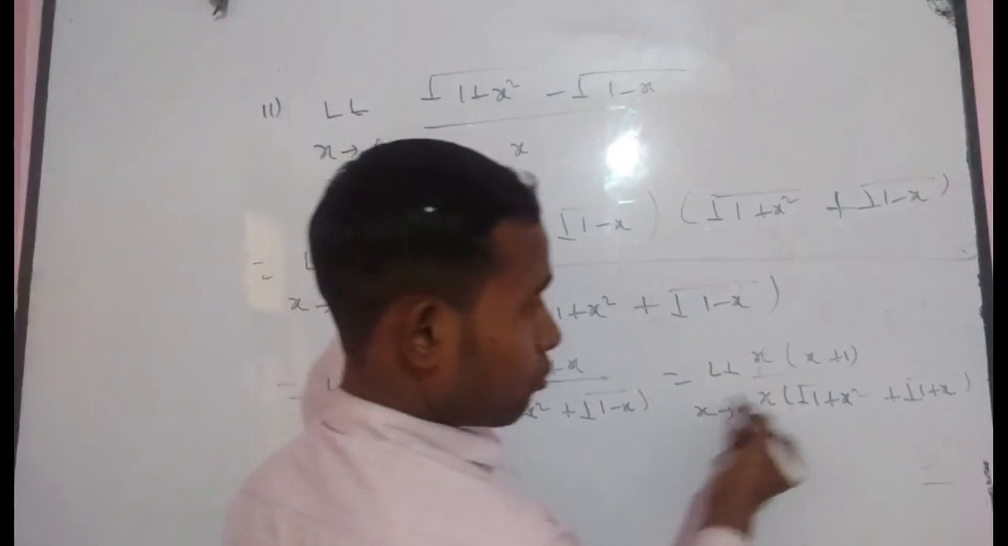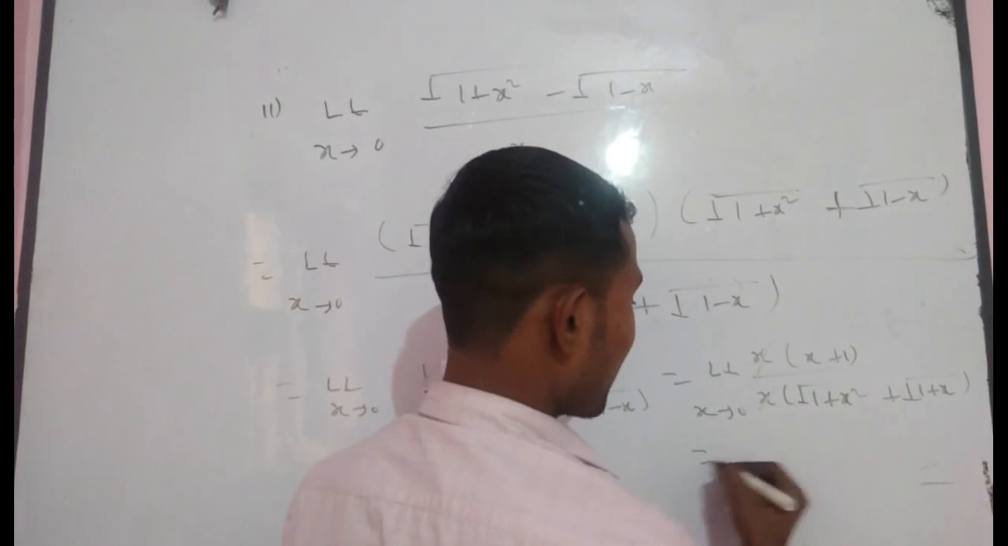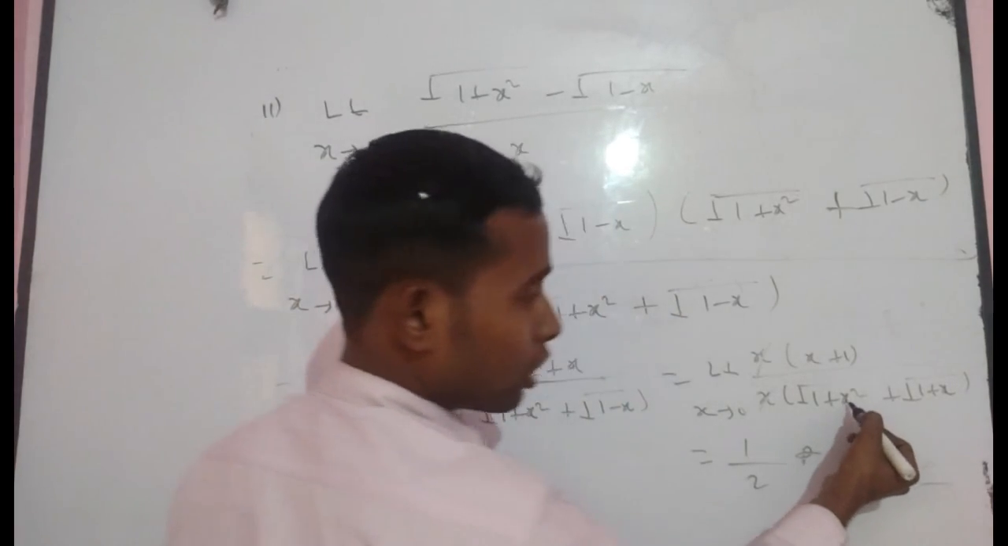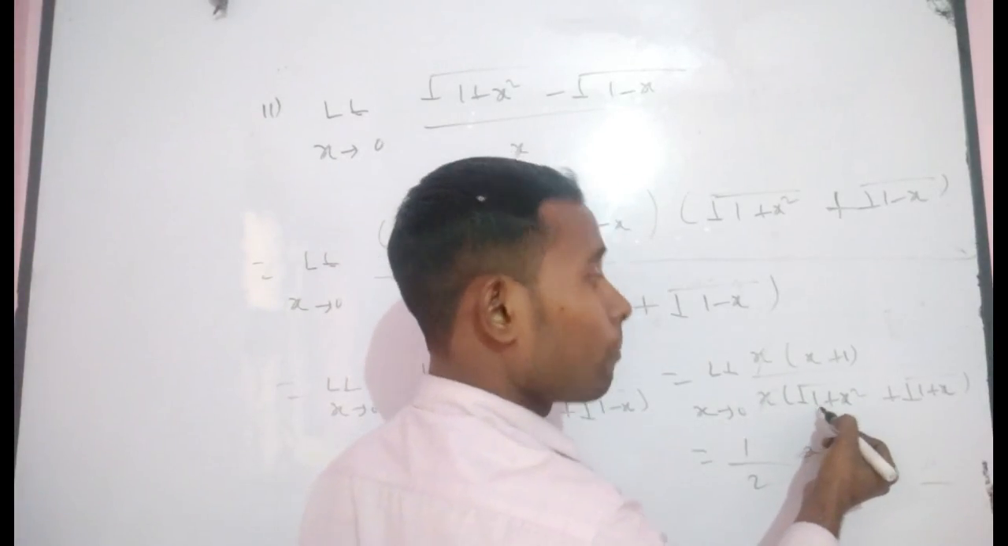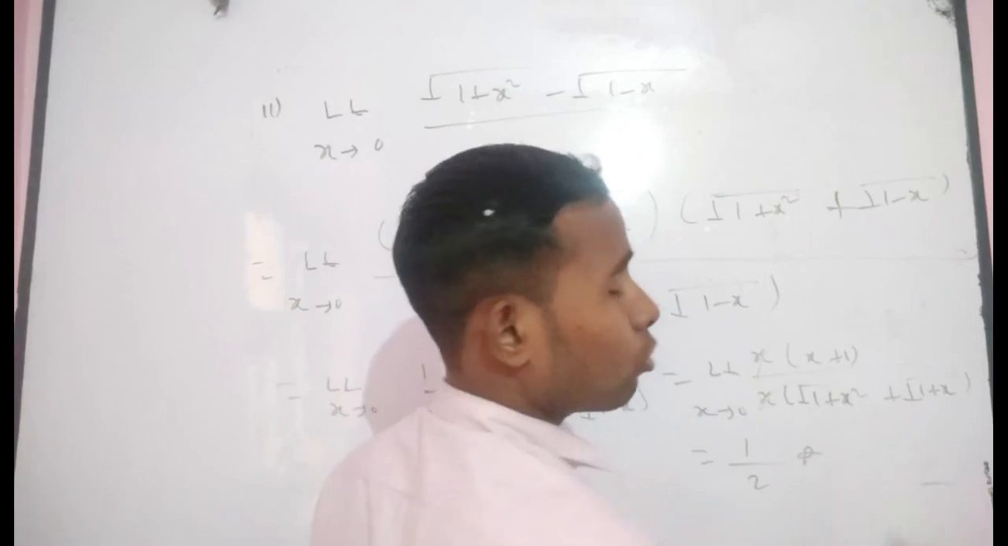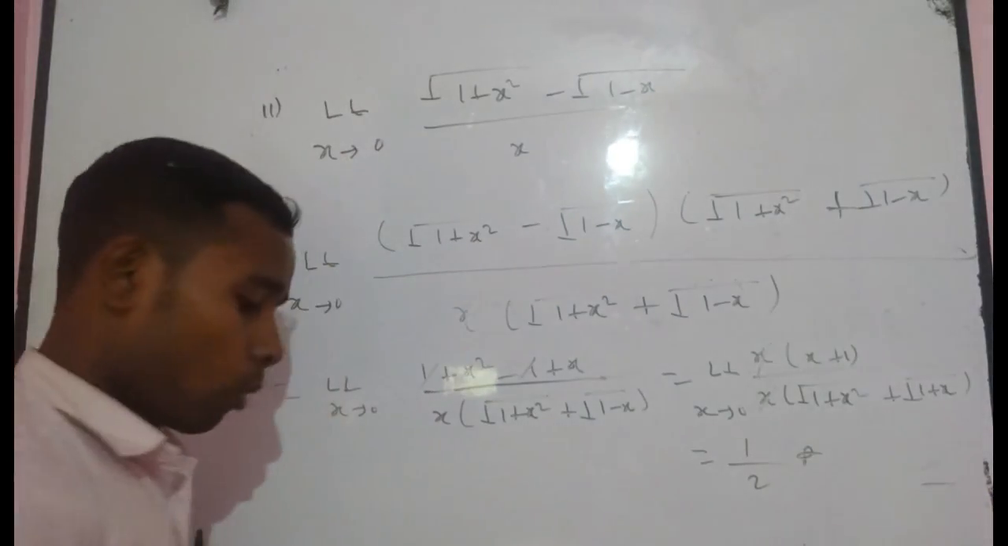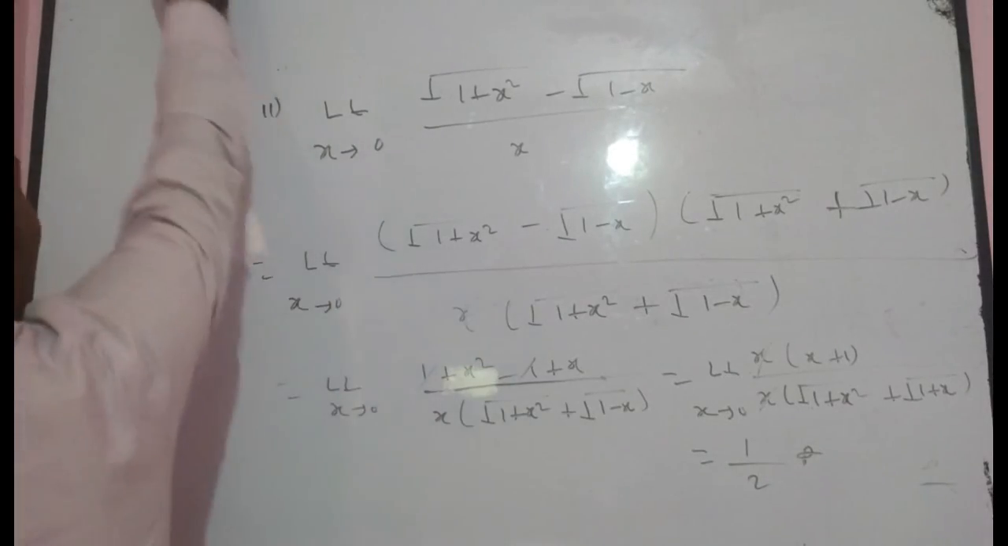If you put x tends to 0, what do you get? In the numerator you get 1, and in the denominator 1 plus 1, that means 2. Because if you put 0 here, it will be root under 1, that will be 1. If you put x equal to 0 here, it will also be root under 1, that will also be 1. 1 plus 1 will be 2. So you can write it as 1 upon 2, which is your required answer.